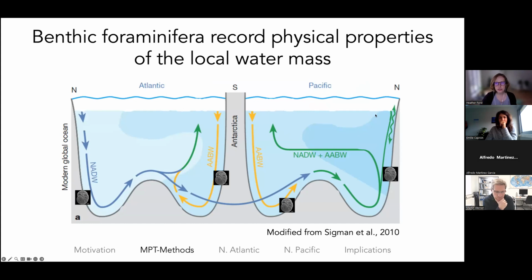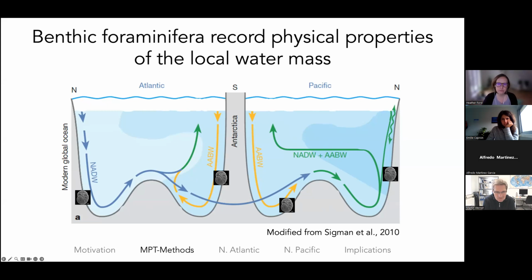And so just to step back, it might feel a little pedantic, but one of the things that we know from benthic oxygen isotope records is that they record the physical properties of the local water masses in which they live. So this is a figure from Sigman et al. that I've modified, and all these little forams are living at the bottom of the ocean, and they're recording both the characteristics of these deep waters that form, so NADW in the North Atlantic, AABW in the South Atlantic, and the mixture of them into the Pacific, but also the spatial extent of these water masses. So it's giving you two signals.